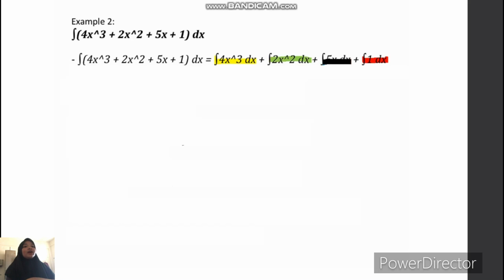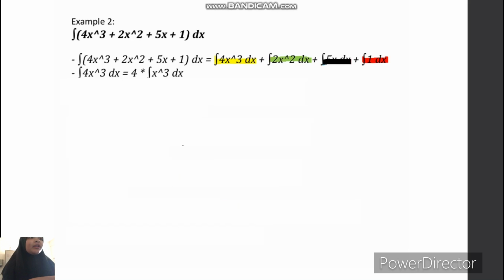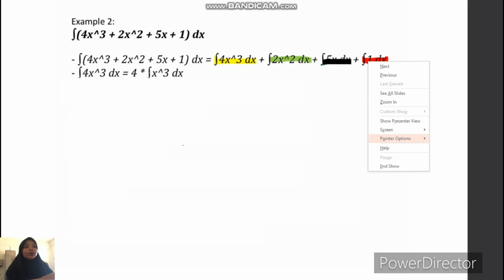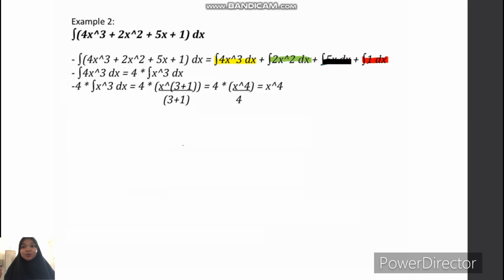Okay, so right now for the first term, we must make it into x and dx first to find the n. After we already find the n for the first term, which is 3, we can apply the power rule for the first term. After applying the power rule, the answer for the first term is x power of 4. So this is the answer for the first term.